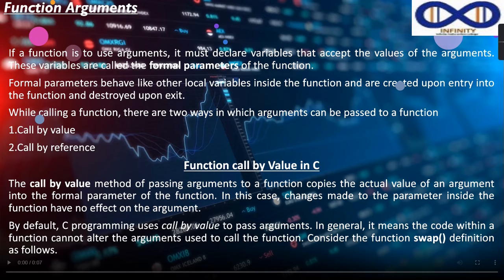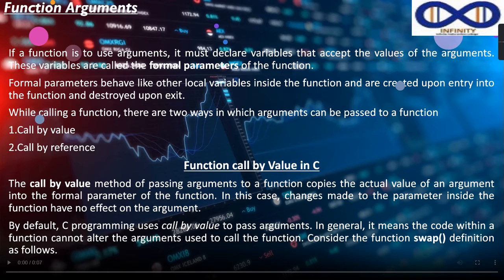Function call by value in C. The call by value method of passing arguments to a function copies the actual value of an argument into the formal parameter of the function. In this case, changes made to the parameter inside the function have no effect on the arguments. By default, C programming uses call by value to pass arguments. In general, it means the code within a function cannot alter the arguments used to call the function.